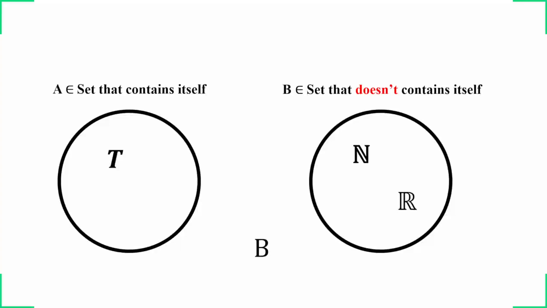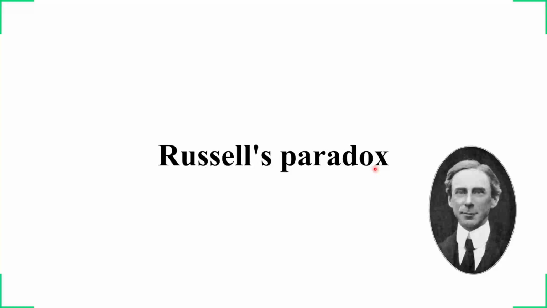For example, if B goes to B, it conflicts with the idea, because it is said that B is a set that doesn't contain itself, but B contains itself. But what if B goes to the A side? A is defined as a set that must contain itself, but B obviously doesn't contain itself because it's not over here. So this is what we call Russell's paradox.